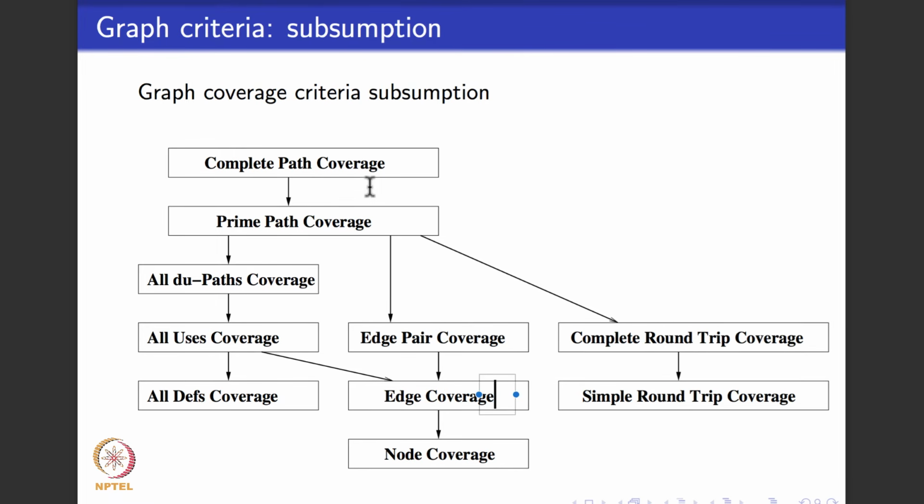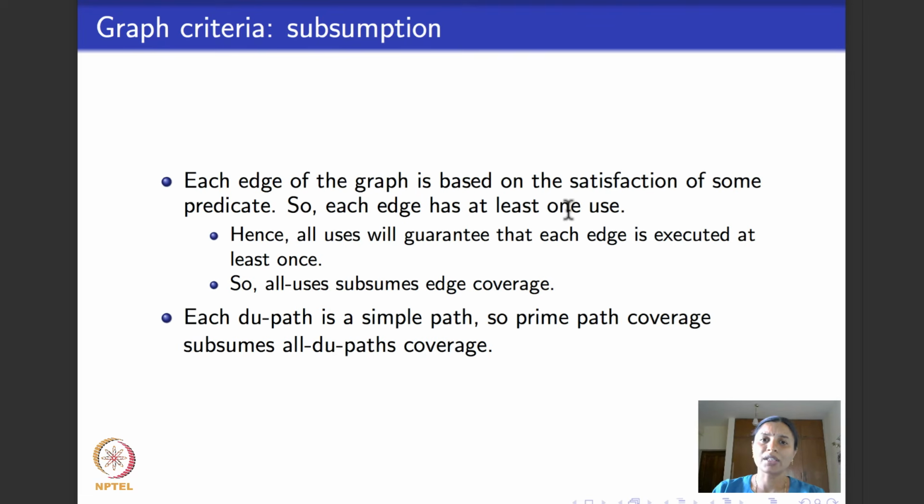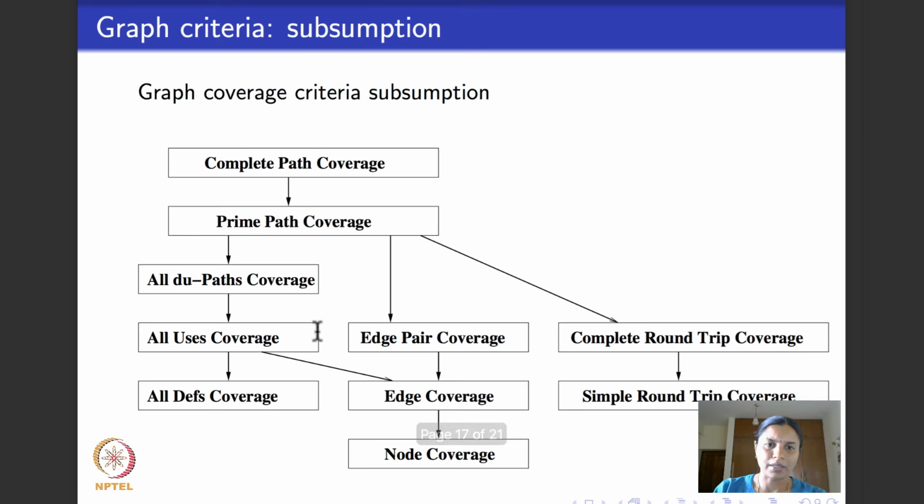Why do these two additional new ones hold? They hold because of the following reason. You remember each edge in the graph is based on the satisfaction of some predicate. That was one of the assumptions that we made, right? So each edge has at least one use, and because of this, when I cover all uses, I definitely cover all edges. So all uses subsumes edge coverage, this arrow.